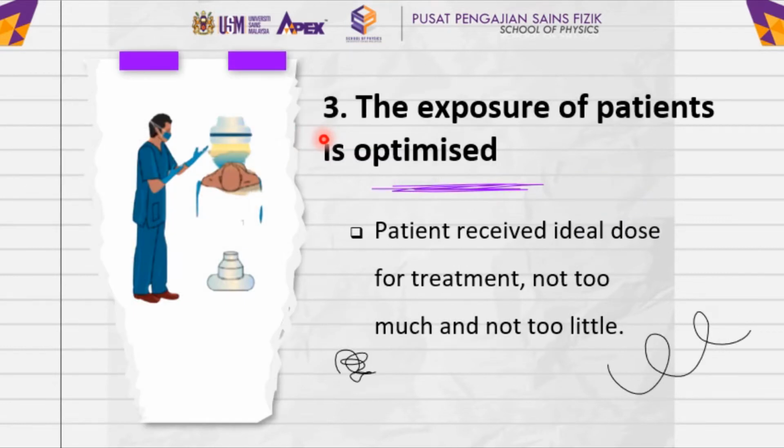Next procedure is that the exposure of patients is optimized. All the patients' doses are calculated way before the treatment in order for the patient to receive the ideal dose for treatment, so that the dose that will be given is not too much or not too little, so that it becomes effective to treat the pain palliation.